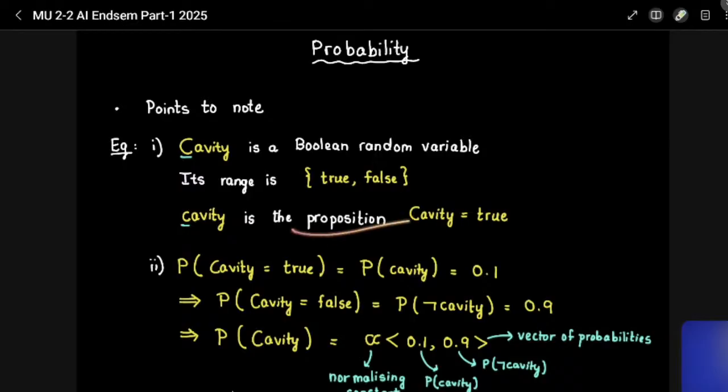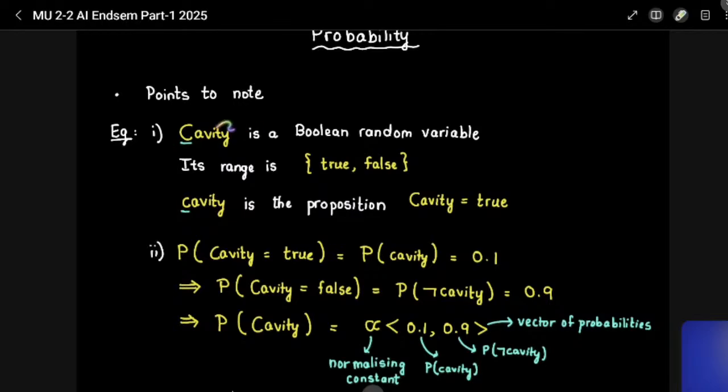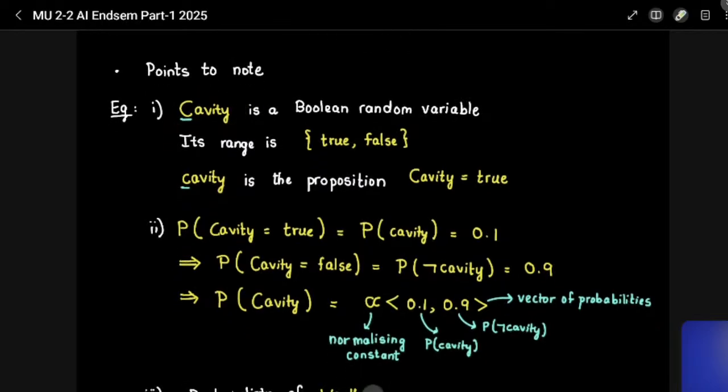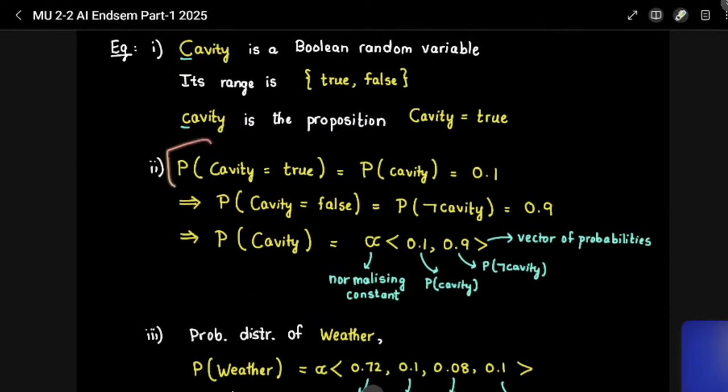What is a proposition? A proposition is a statement. It is either a true statement or a false statement. So cavity is true. It's a proposition. And Boolean means true or false, right? So it's a variable. I can either assign it true or false. Anyways, so this is what I'm talking about. So the random variable Cavity equal to true can be written in short as cavity in all lowercase. So let's assume it is 0.1. So what would Cavity equal to false be? 1 minus 0.1, which is 0.9.